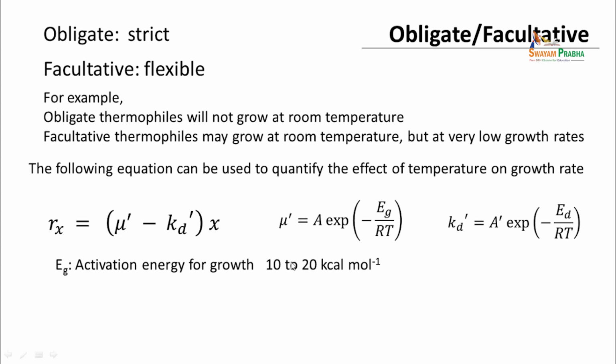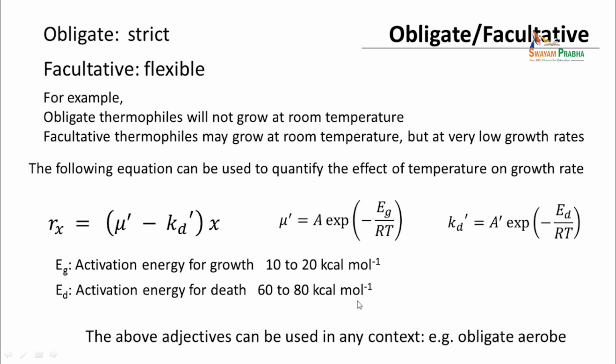The activation energy for growth is typically in the 10 to 20 kilocalories per mole range. Okay, that's a nice number to know, to be able to predict back of the envelope what would be the effect of temperature on growth rate, 10 to 20 kilocalories per mole, whereas the activation energy for death here, Ed, is 60 to 80 kilocalories per mole. Okay. So this is some sort of a mathematical model which gives us the effect of temperature on the growth rate of the organism. Okay, this we have already seen.